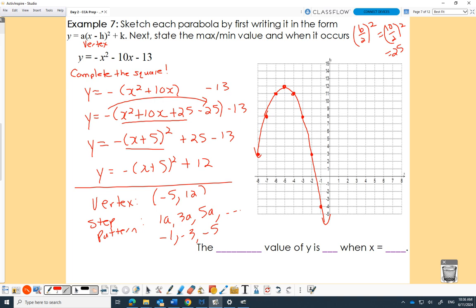So the blank, what is this? The blank value of y is blank when x equals blank. What are they referring to here? Max, the maximum value of y is 12 when x equals negative 5. Could you have known it was going to be a maximum before you even started the question? Yeah, because it was opening, the negative said opening downwards. So I knew I was going to eventually end up with a maximum. That's just an extra little piece of information there. But you tell me your questions.